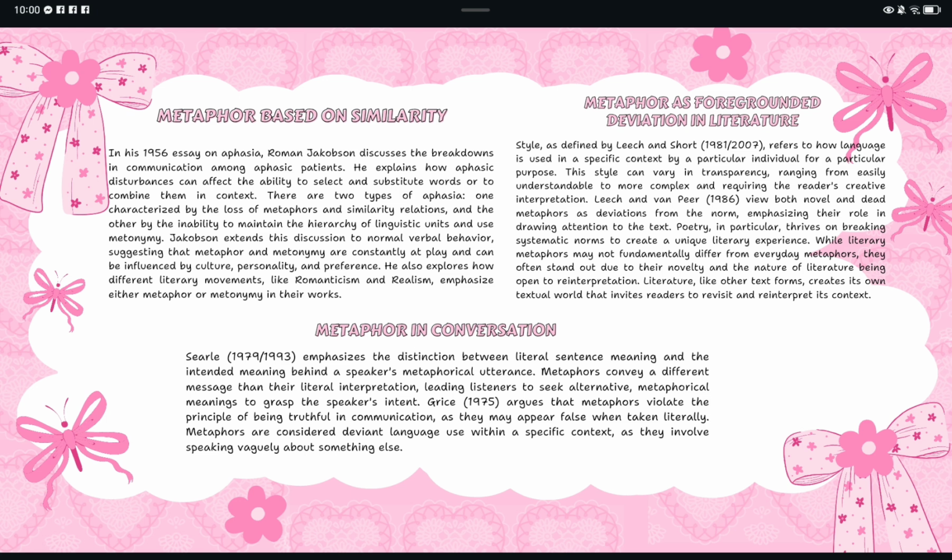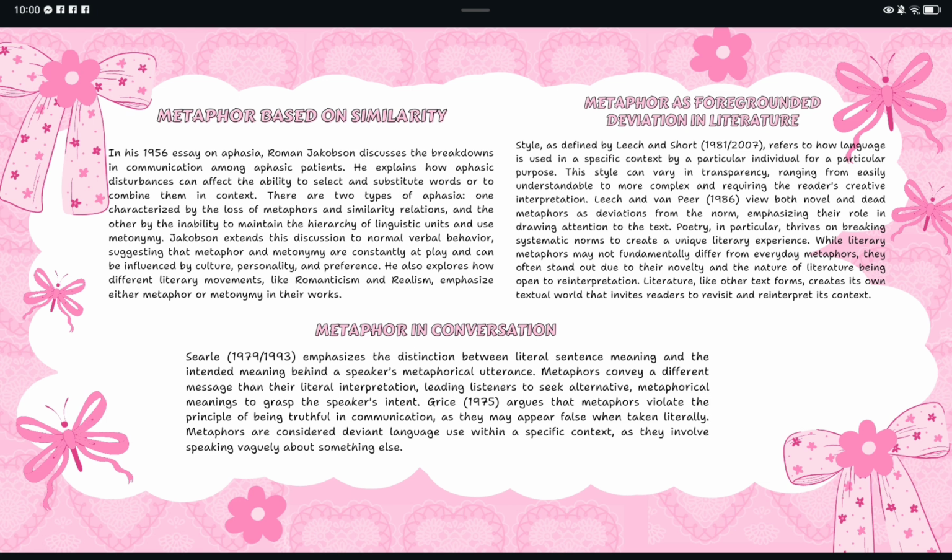Number 2, we have grammar and syntax. So we have problems forming grammatically correct sentences. And also we have comprehension, which is difficulty understanding spoken or written language. And last, we have reading and writing, which involves challenges with reading and writing skills. So aphasia can be caused by brain injuries such as stroke, head trauma, or brain tumors.